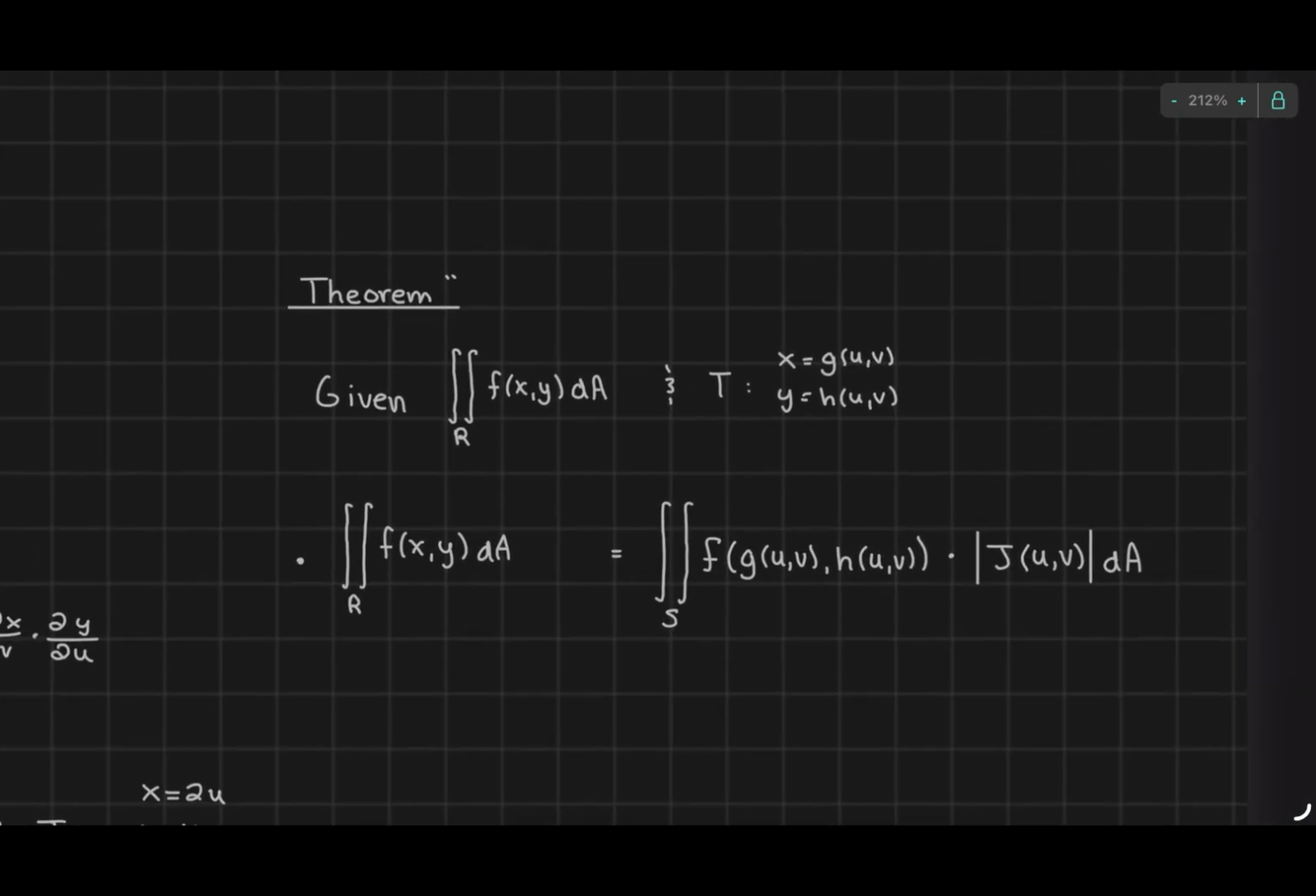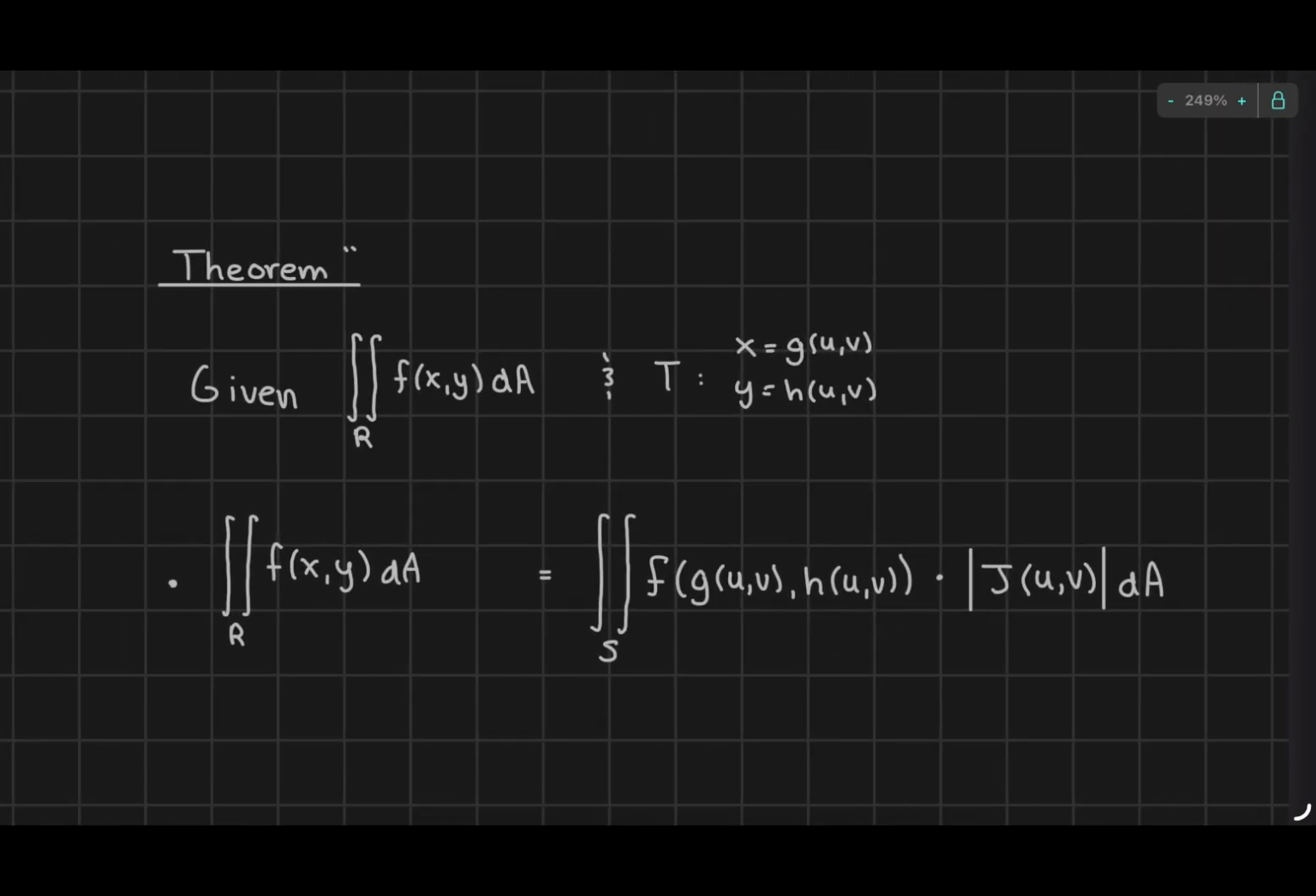So getting into our theorem here, given a double iterated integral of f of xy over the region R and a transformation, we can rewrite this double iterated integral as the double iterated integral of our function in u and v variables, multiplied by the absolute value of the Jacobian, or the absolute value of that scaling factor, over the region S. So what we're going to be doing when we're integrating is transforming our integrand into u and v, and we are going to have our region S.